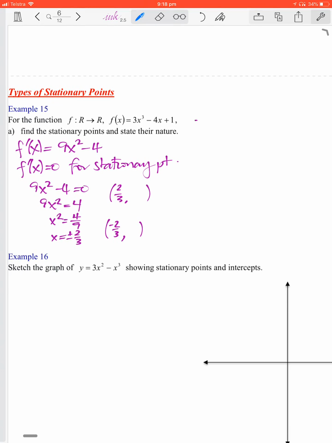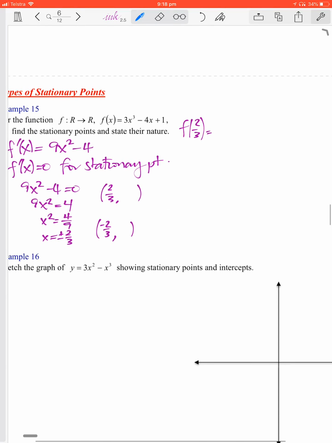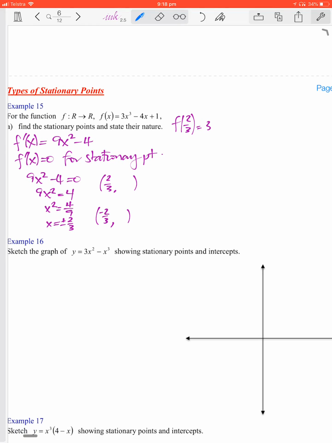A little bit painful. So f of 2 on 3, if I put that into the equation, I get 3 times 8 on 27 minus 4 times 2 on 3 plus 1. That's going to give me a 9 on the bottom. So I get 8 on 9 minus 8 on 3 plus 1. Let's put it all over a common denominator of 9. So that's 9, that's going to be 24, that's going to be 9 over 9. So I've got 8 plus 9, which is 17, minus 24. I get negative 7 on 9. So that's our first point: 2 on 3, negative 7 on 9.